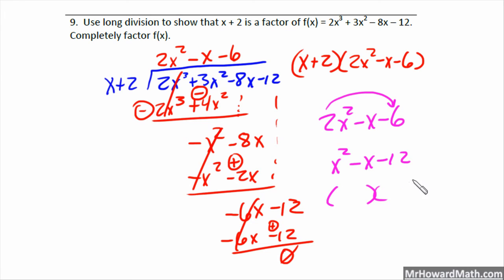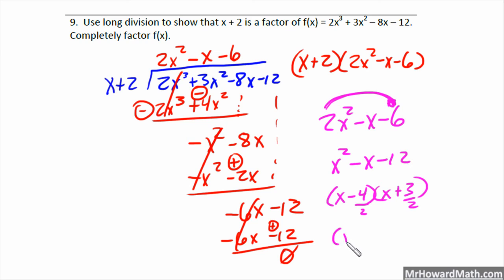We set up our parentheses. We know x here, and we want two numbers that would multiply to negative 12 and add to negative 1. So that would be a subtract 4 and a plus 3. So x minus 4, x plus 3. Then we divide those by the original 2 that we swung over in the beginning. Swing and divide, that's the name. We swung the 2 over, now we divide by it.